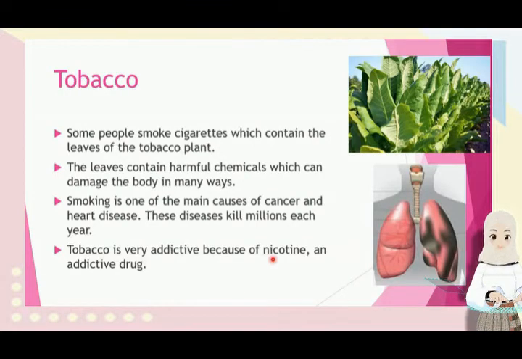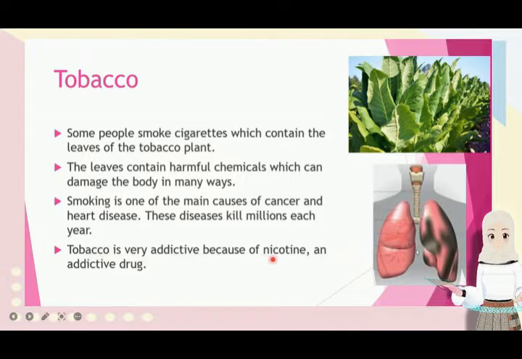So one of these harmful drugs is tobacco. This over here is the tobacco plant. In Brunei, tobacco is in cigarettes, in sikup. Some people smoke cigarettes which contain the leaves of the tobacco plant. The leaves contain harmful chemicals which can damage the body in many ways. Smoking is one of the main causes of cancer and heart disease. These diseases kill millions each year.